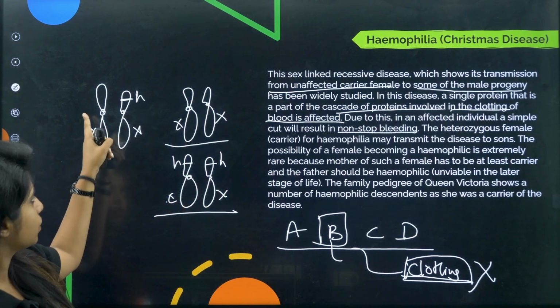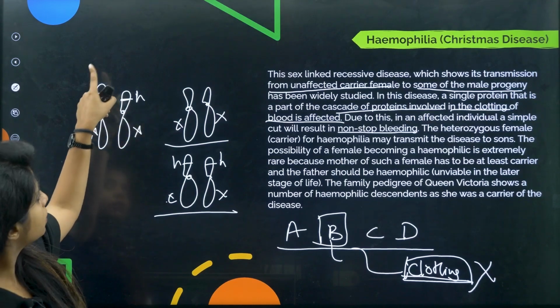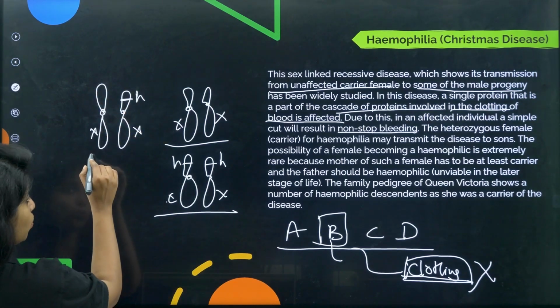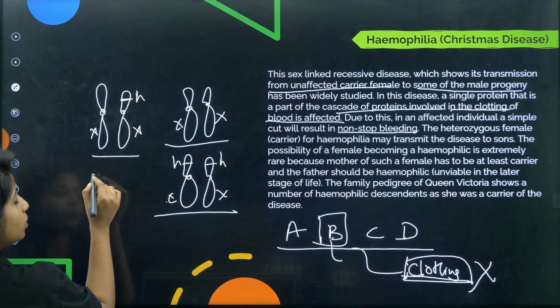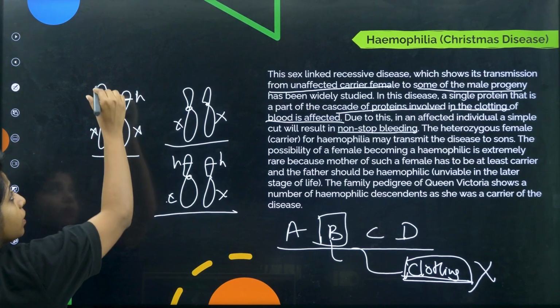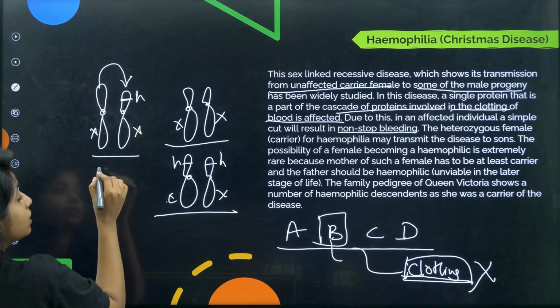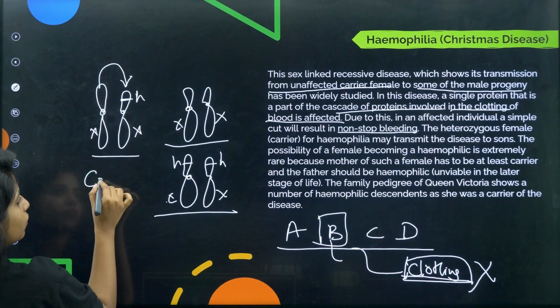This is heterozygous, when something is different and one is there to dominate it. Which is why, just like in color blindness, this particular female who has a normal gene will dominate over the defective one, and hence she will be just a carrier.